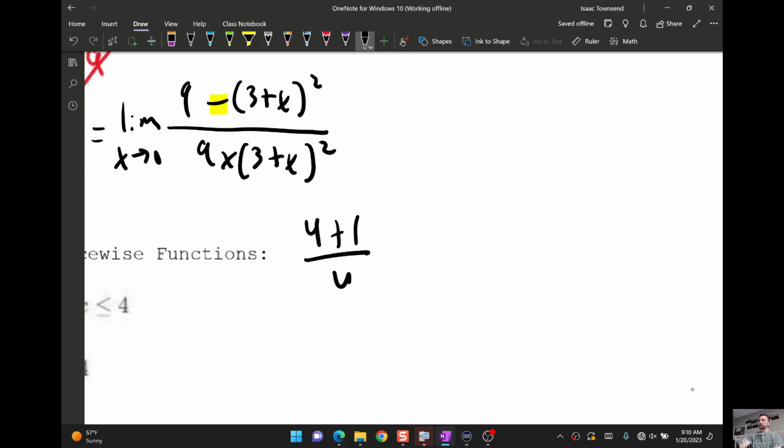Just to try to give you a quick numerical example of why that doesn't work. If I said 4 plus 1 over 4, the real answer to this is 5 over 4. But if you try to cancel out terms, you might think that the answer is 1. Not the same thing. You don't get to cancel out things being added or subtracted. Only things being multiplied, factors.